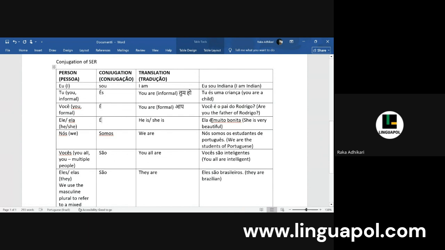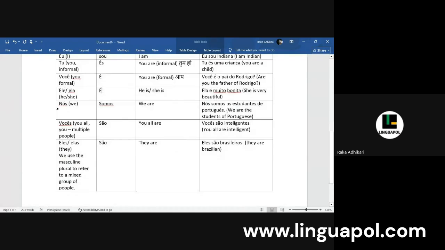She is very beautiful. Then we saw nós. Nós somos. Somos. So see, we have two s in this word. First we are saying as so. So. But the last s is soft. We are saying this as sh. Somos. Nós somos. So it means we are. Nós somos os estudantes de português. We are the students of Portuguese.